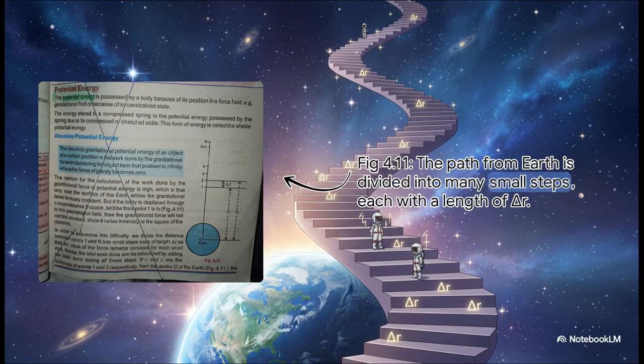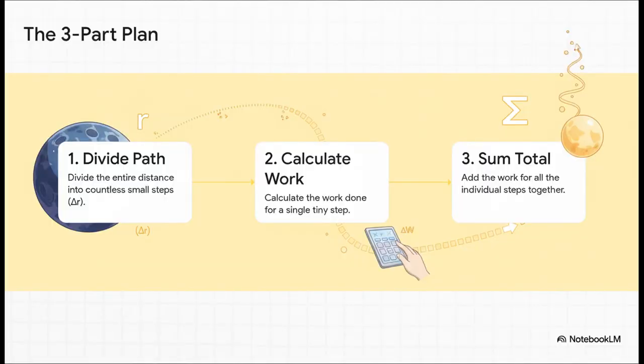And this image shows it perfectly. It's like you're building a giant staircase to space. Each tiny step, which is labeled here as delta R, is so small that the gravity you feel at the bottom of the step is basically identical to the gravity at the top. You've turned one big complex curve into a whole bunch of tiny, easy, flat steps. So our game plan is simple. Step 1, we slice the entire path up into tiny little pieces. Step 2, we calculate the work needed for just one of those tiny slices.